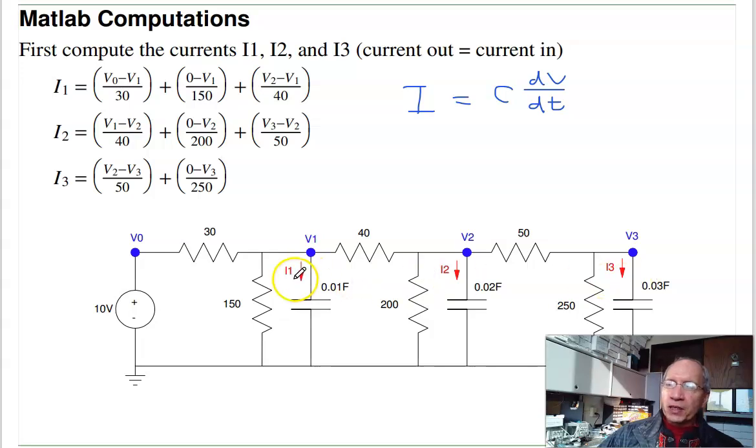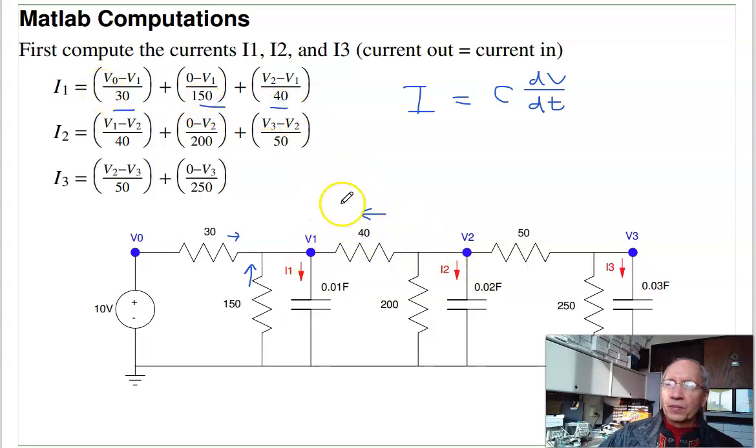Now from last week, I can find I1, I2, and I3. I1 is the current through this resistor plus the current through that resistor plus this current. By conservation of current, current in equals current out. Those three add up to I1. So I1 is (V0 minus V1) over 30 plus (0 minus V1) over 150 plus (V2 minus V1) over 40.